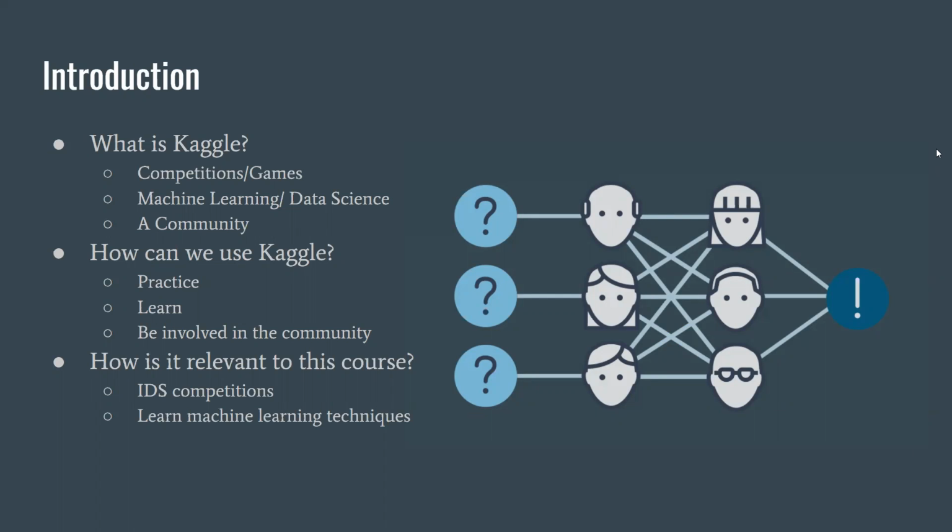First off, what is Kaggle? Well, Kaggle is a website that is designed to help people learn and get better at machine learning and data science. There are plenty of competitions and games to help you practice different techniques. And on top of that, there's a huge sense of community on Kaggle where anyone can join and they will become better and learn new things about machine learning and data science.